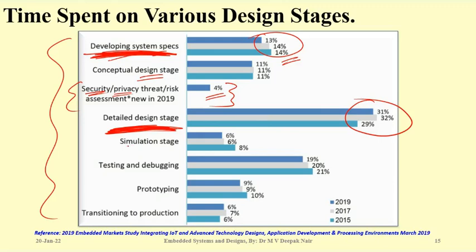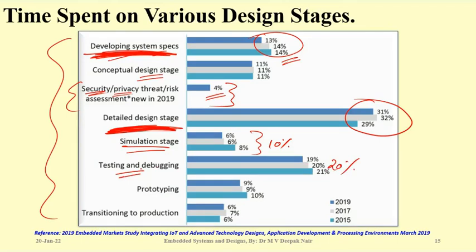Then after that, simulation takes 10% approximately. So 10 hours you will take to do simulations. Testing and debugging takes more time, at least 20%. That means 2 times of the simulation.